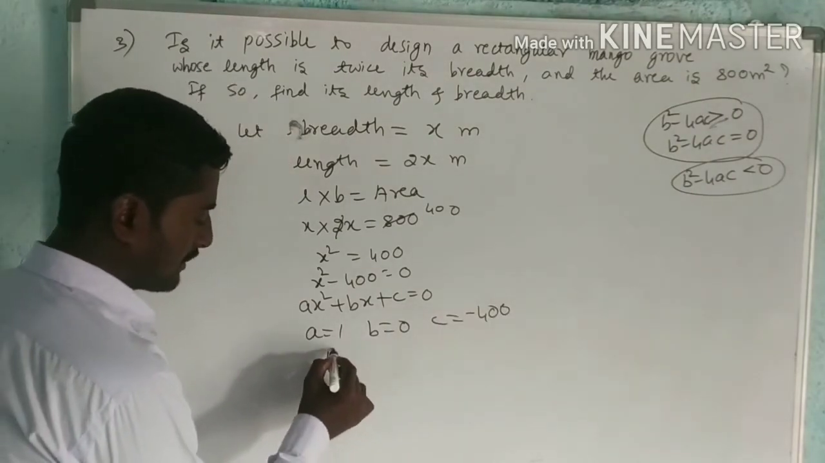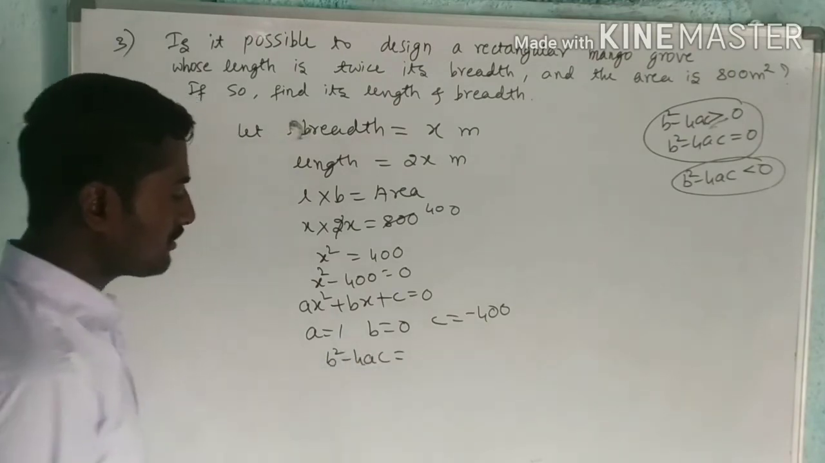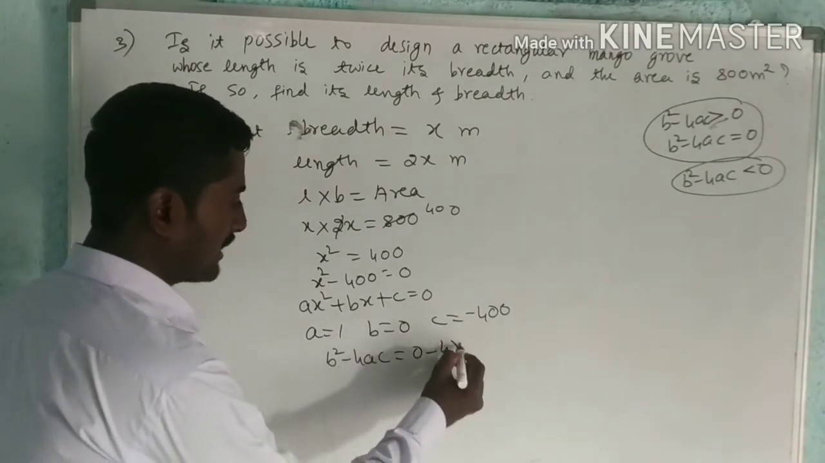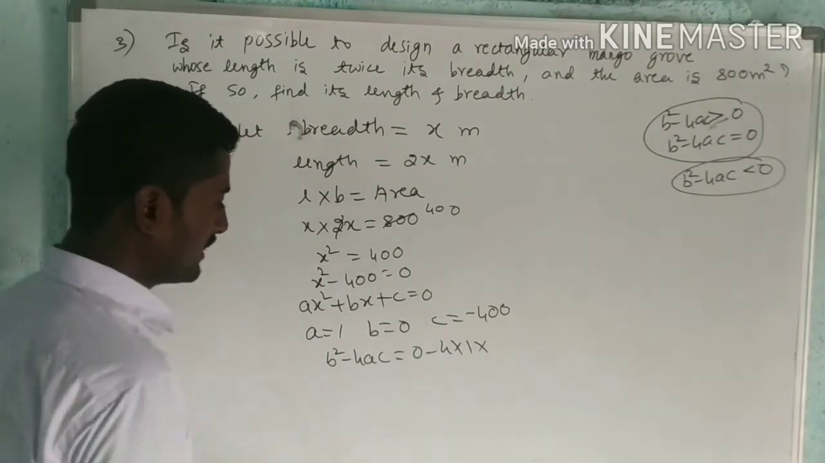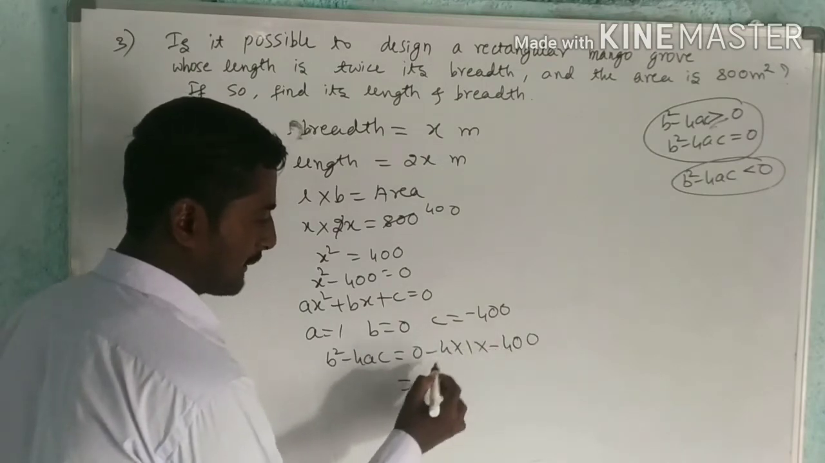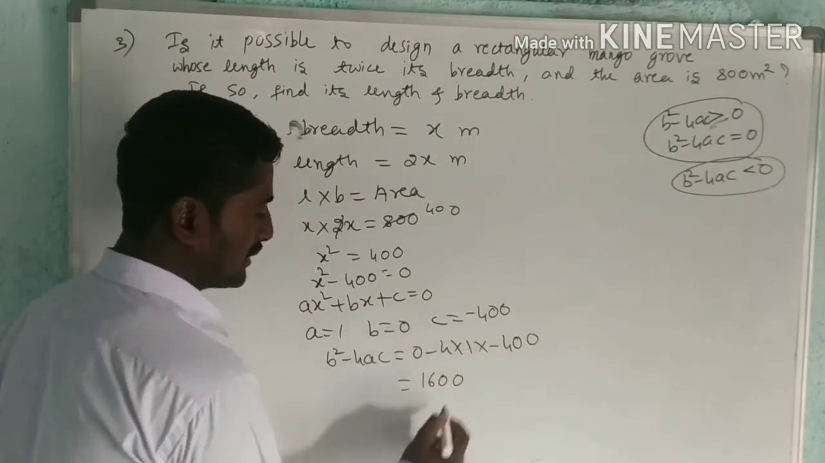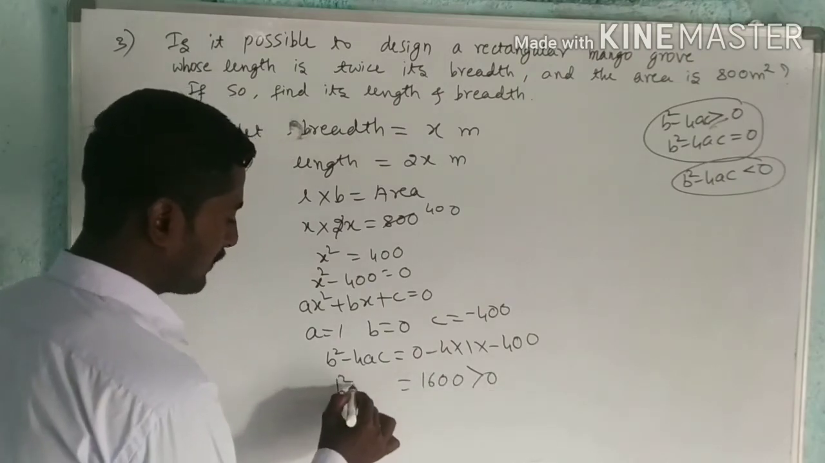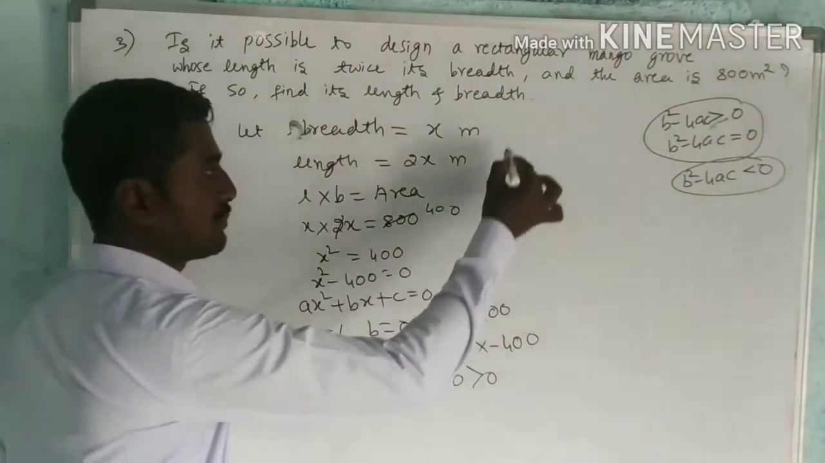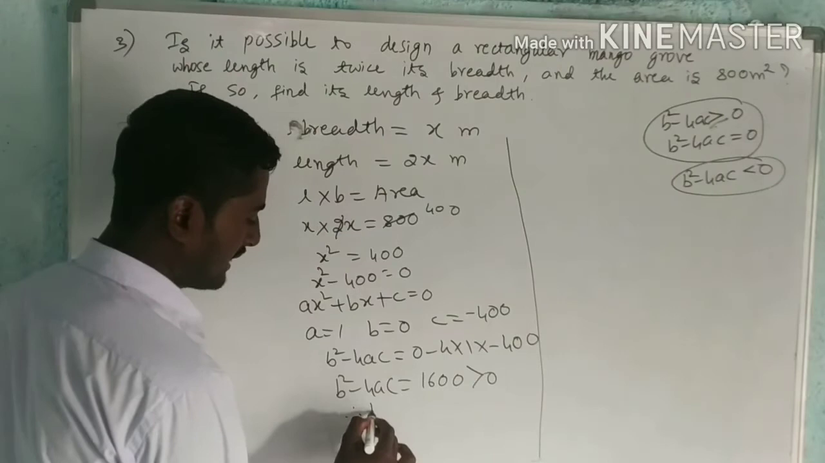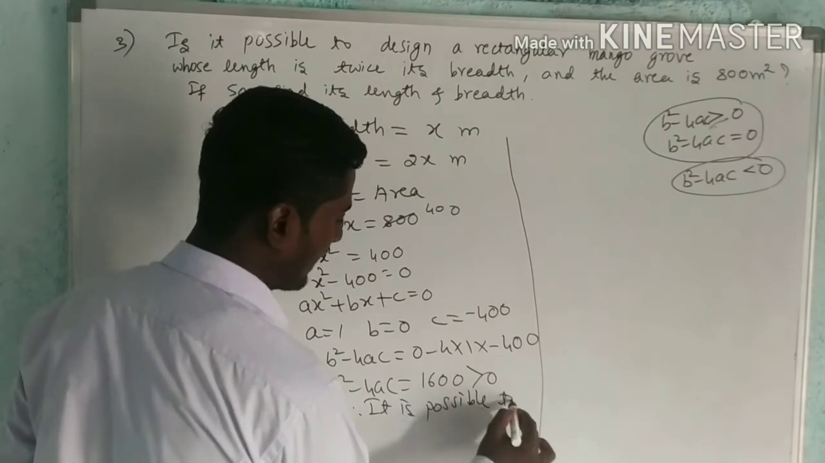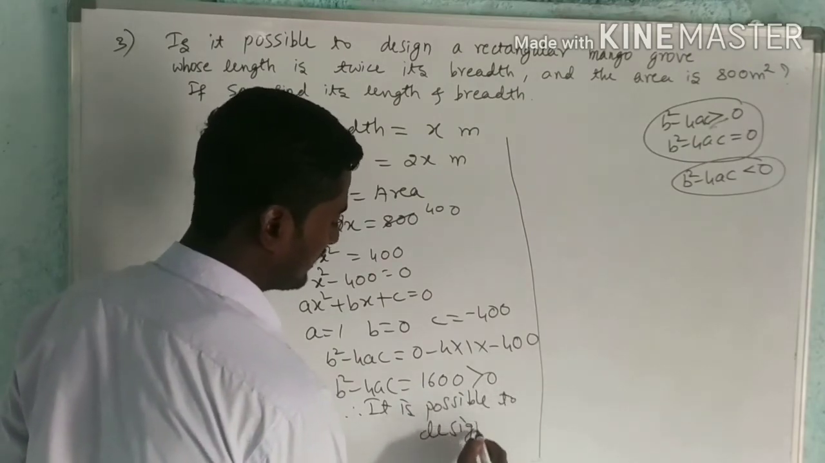Now let us find the discriminant b square minus 4ac. b square is 0 square, that is 0, minus 4 into a, which is 1, into c, which is minus 400. So minus into minus is plus, and 4 fours are 1600. I am getting this as greater than 0. Since b square minus 4ac is greater than 0, it is possible to design.